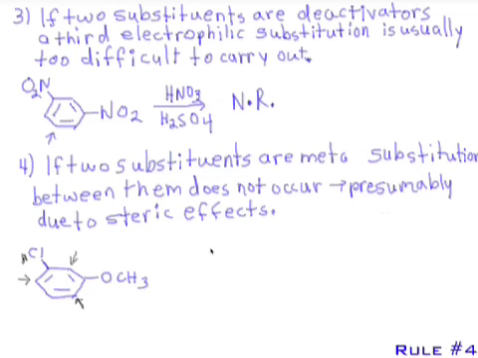What kind of director is the OCH3? The OCH3 is an ortho-para director. Ortho to the methoxy is here, and para to it is here. So the two groups, chloro and methoxy, are directing to the same position.